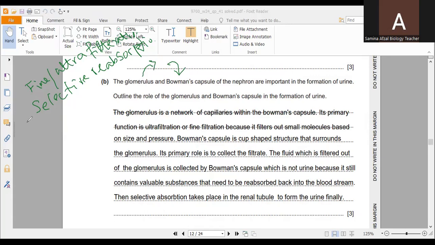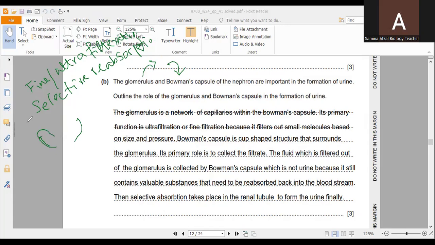And then you can say when the filtration takes place, it filters out small molecules based on size and pressure. So during this high pressure filtration, water, small molecules like glucose, amino acids, and waste products like urea come out of the blood into the filtrate. For example, I would like to draw a little to explain this.